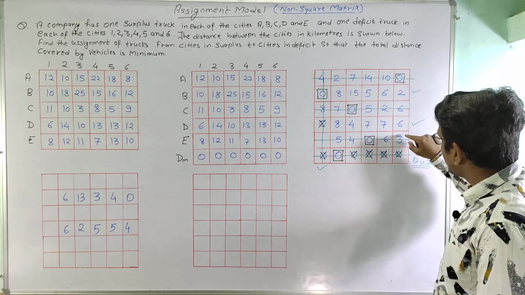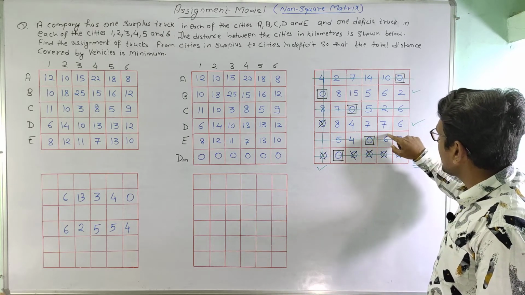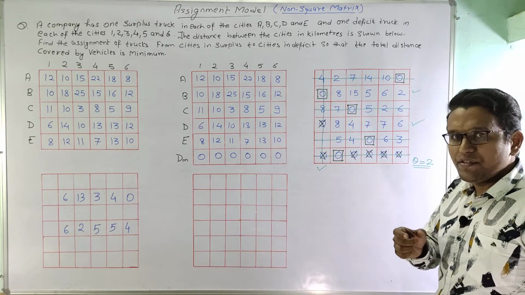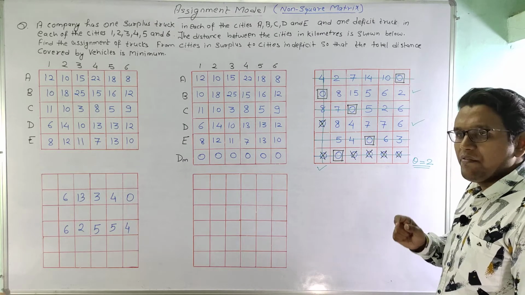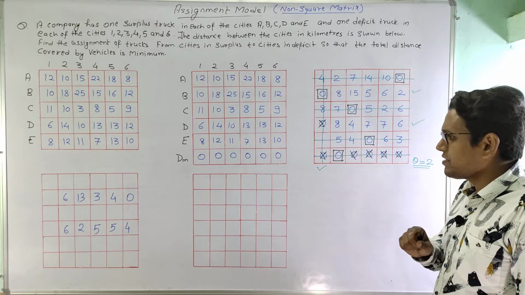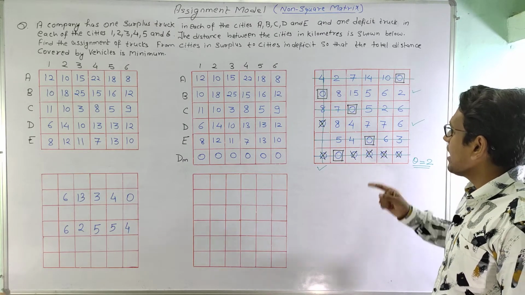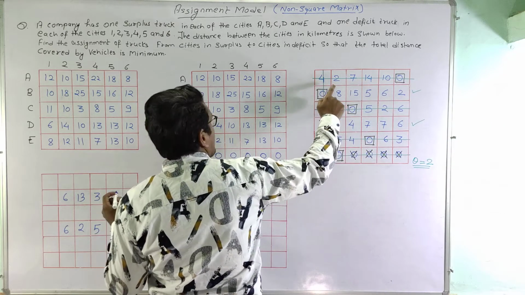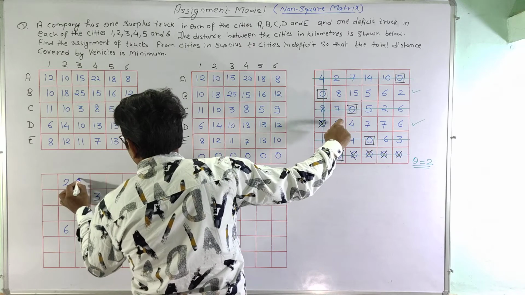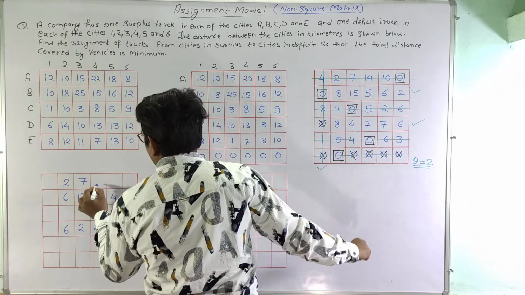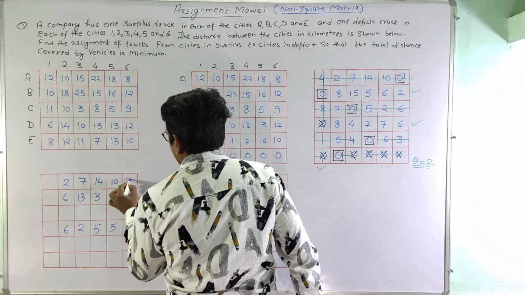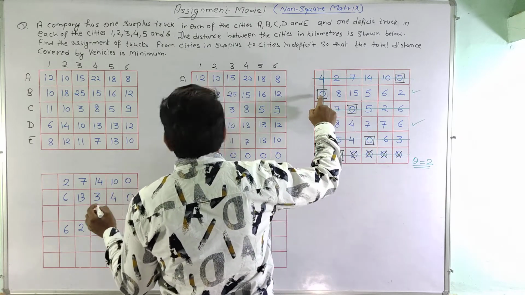Now the cells which have only a single line passing through them will remain as they are. That means the cost coefficient of the cell where only a single line is passing will remain the same as the previous matrix. So let us quickly write it. This is 2, 7, 14, 10 and 0.